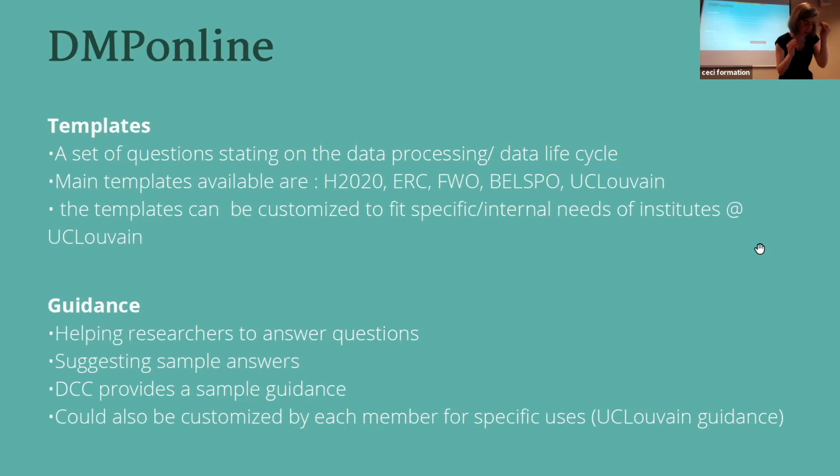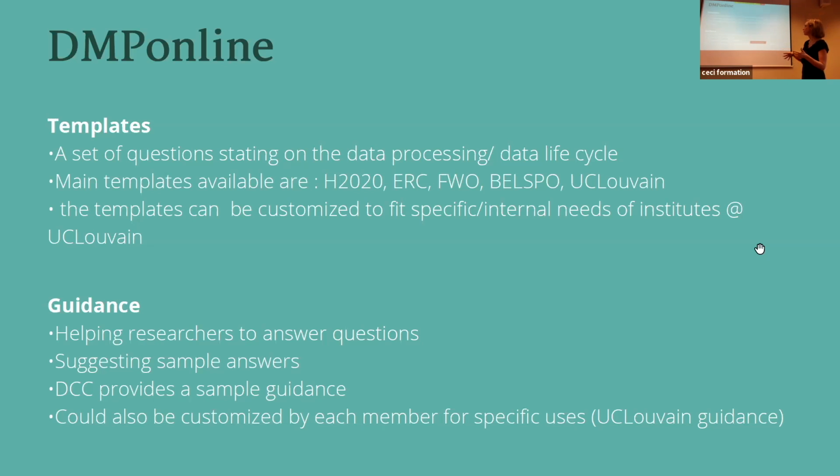So in DMPonline, there are two kinds of documents. There are the templates. Templates are the different versions of the DMP, because the European Commission, BELSPO, they all have a different version of DMP. But we can customize them to make them specific to UCLouvain, but also to some discipline if you want. So if your research institute is interested in creating its own data management plan, it's always possible.